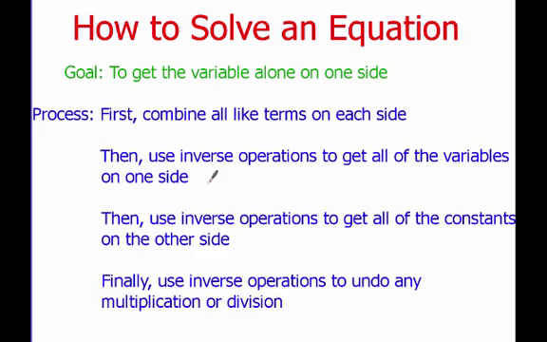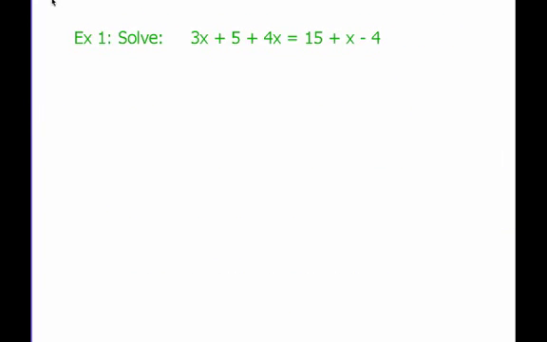Then we're going to get all the variables on one side. Then we're going to get all of the constants on the other. And then we're going to undo any multiplication and division. So we're literally just adding one step on to our process for solving an equation. So let's take a look at example 1.